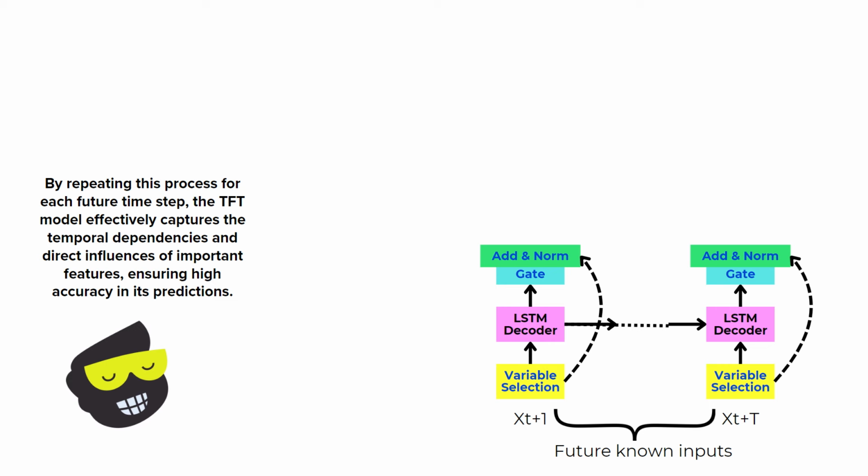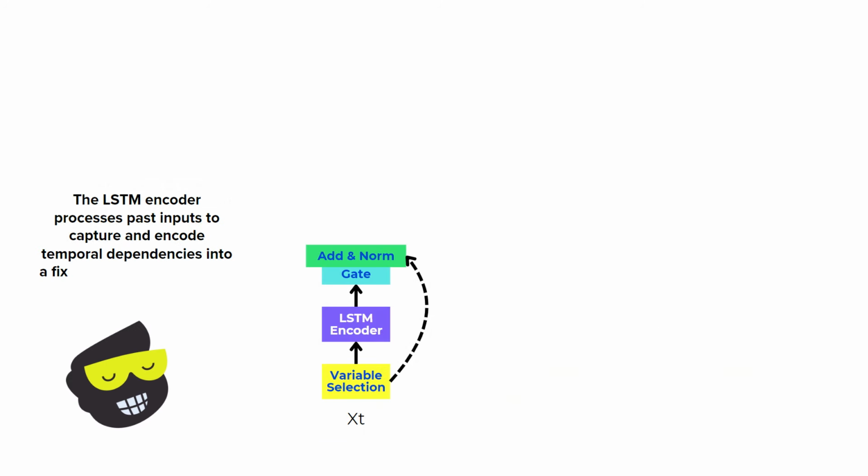Now, we have been talking about the future, but we also need to understand the past, and this is where the LSTM encoder comes into play. The LSTM encoder processes past inputs to capture and encode temporal dependencies into a fixed length context vector. And this context vector summarizes the information from the entire sequence, which can then be used for various downstream tasks.